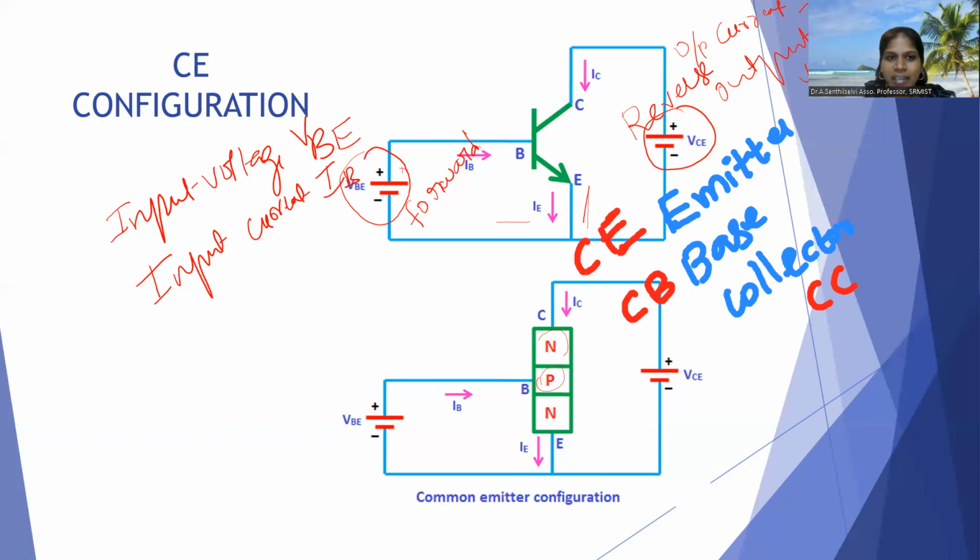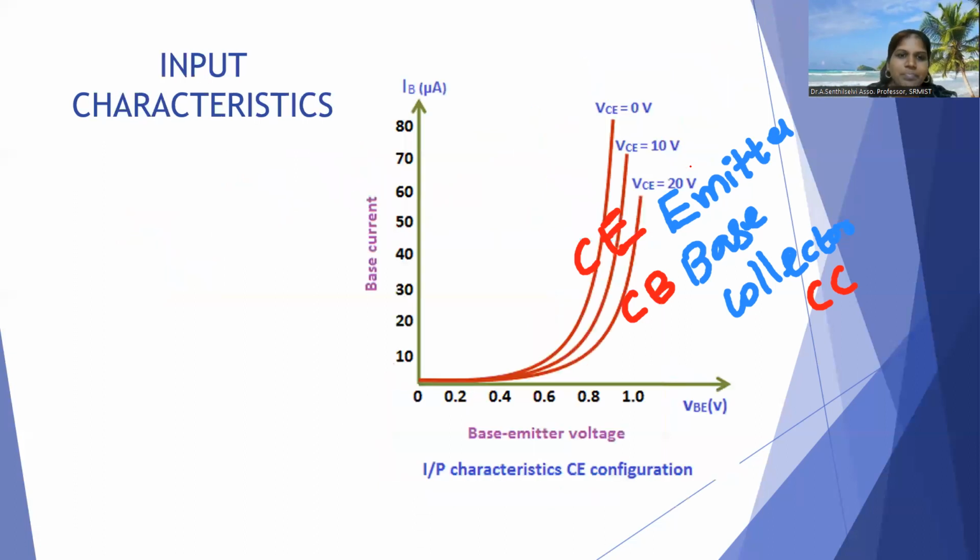Keep in mind, why is it called a configuration? Any one terminal is common between both input and output. The input is always forward bias, output is always reverse bias. Based on the type of material, we give the battery connection. This is called a bias voltage. What is bias? To make the transistor work, we give some external voltage, called a bias voltage. After giving voltage, a current flow occurs. After the current flows, we note the input voltage, input current, output voltage and output current. Now we will see the characteristics.